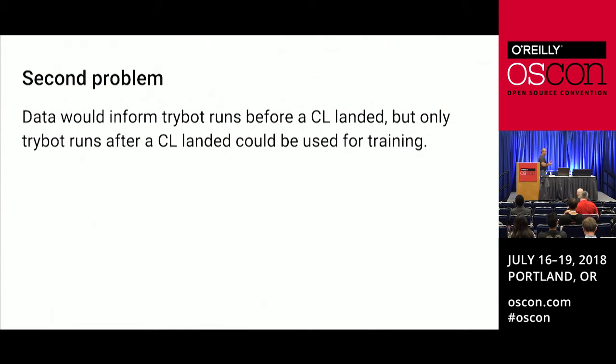Now, because we have this disparity between the two, we have our second big problem. The data that would inform the trybot runs comes before a CL lands, but only trybots run after a CL lands could be used for training. So we were going to have this system where we told the engineer, oh, by the way, your code changed here, you should run this bot. And so they would run that bot ahead of time. So the waterfall would actually never see that bot fail. It would only see it succeed.